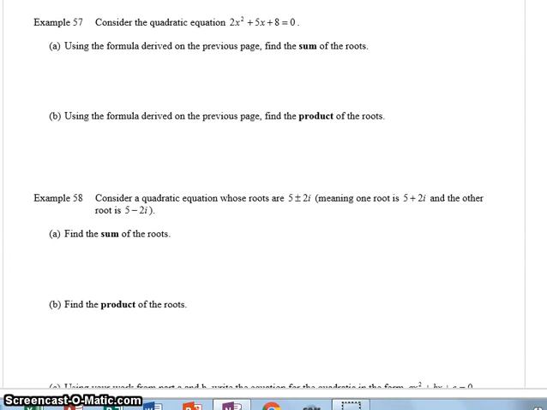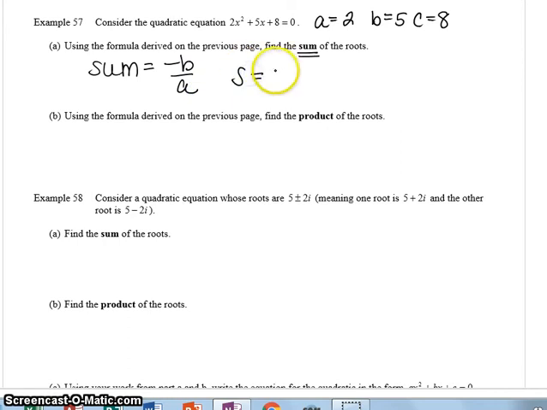Okay? So example 57, consider the quadratic equation. I see that my a is 2, my b is 5, and my c is 8. It says find the sum. I know that the sum is equal to the opposite of b over a. So my sum is equal to negative 5 over 2.